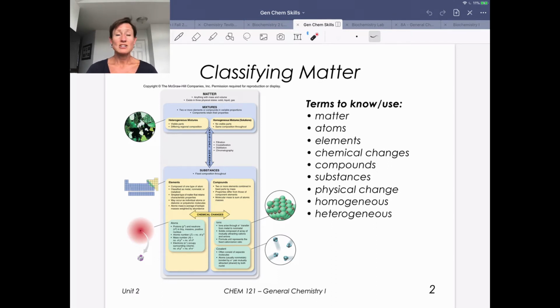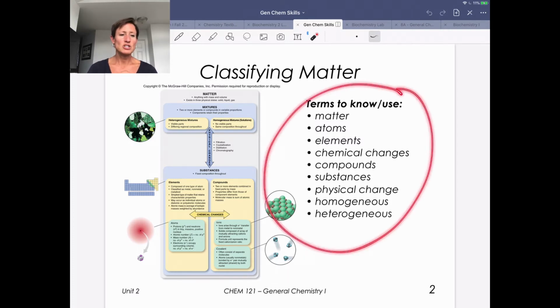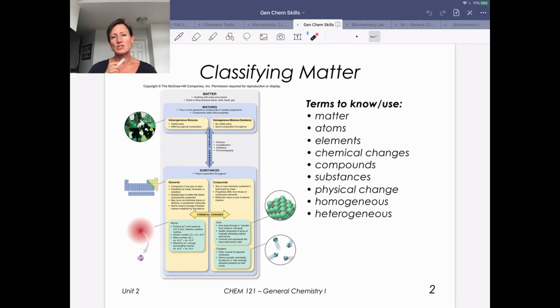Or again, if you imagined mixing together some copper pennies with some salt, right? We would mix them together, and we could still easily see and pick out the copper pennies from the salt. So lots of different examples here, but it's really important to be able to understand these different terms and use these terms as a way to describe matter.